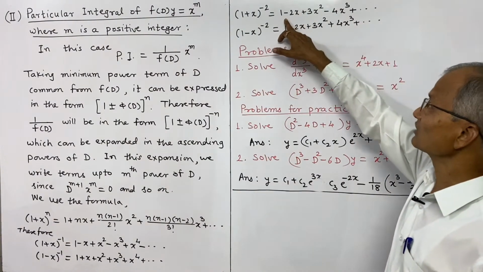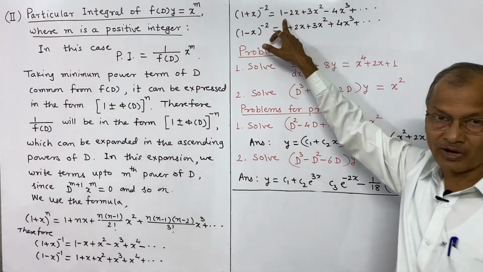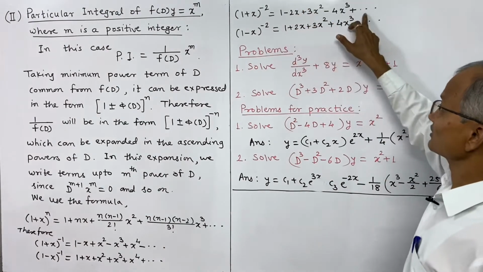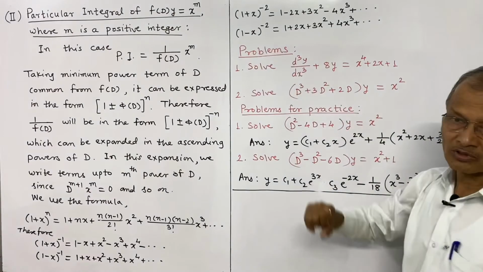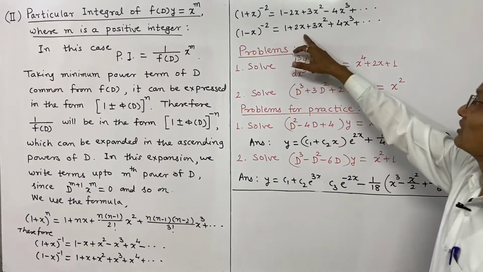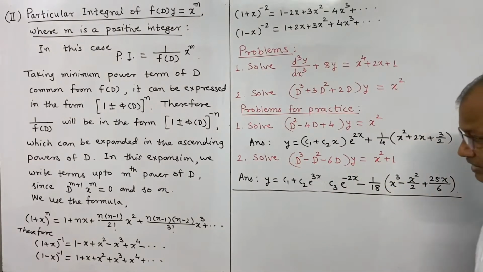And the powers of x start with 0: x power 0, which is 1, x power 1, x square, etc. And for this formula, 1 minus x to the power minus 2, each term is positive. So we will use these formulae.